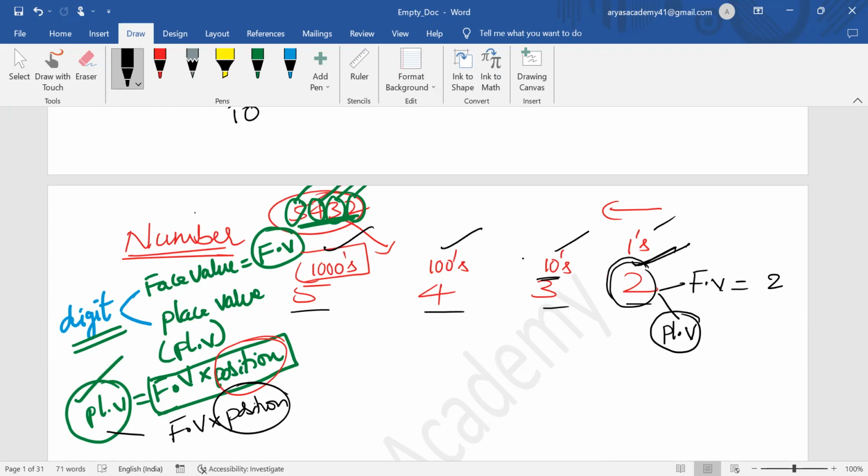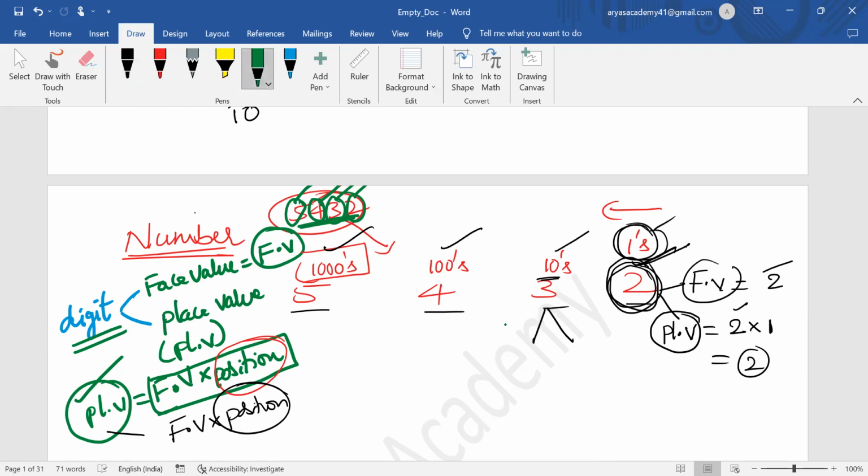And in this particular number, 2 is at which position? 1's position. What is the face value of 2? 2. So place value will be obtained by multiplying face value with its position. Position of 2 is 1. So 2 ones are how much? 2. The place value of 2 is also 2. Place value and face value of the unit digit will be the same. Now you will clearly understand what is actually the difference between place and face value.